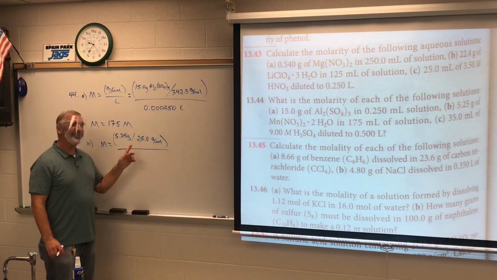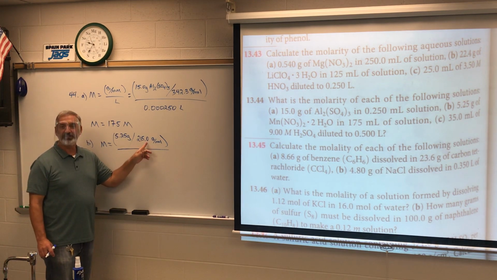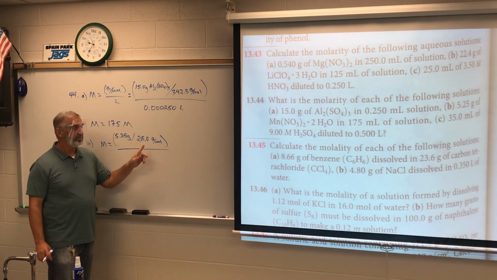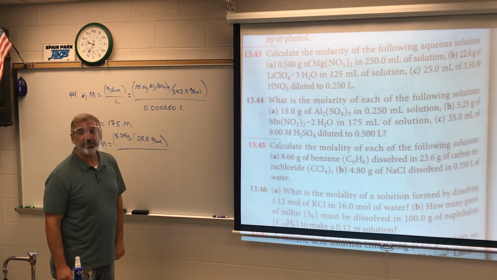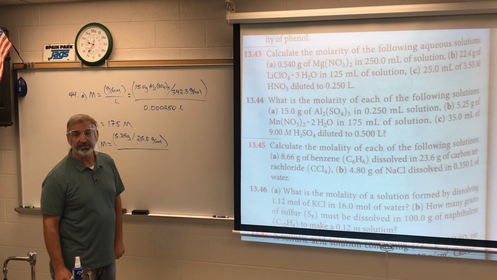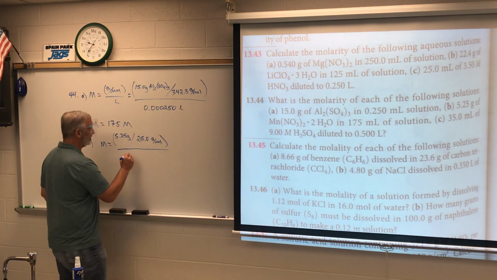It would do it for you, but your calculator will drop off those zeros at the end, even though they're significant. All right, divided by what's the volume? 175 milliliters is going to be how many liters? 0.175.